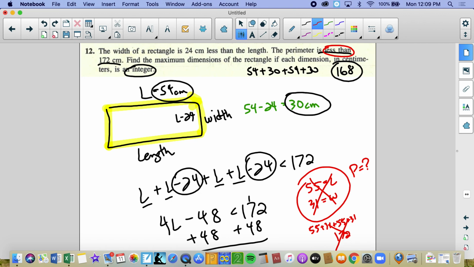So my length cannot be 55, which would also make my width 31. You say, hey, Mr. Mack, why don't you just make the width 30? Well, because it has to be 24 centimeters less than the length. So it has a contingency.